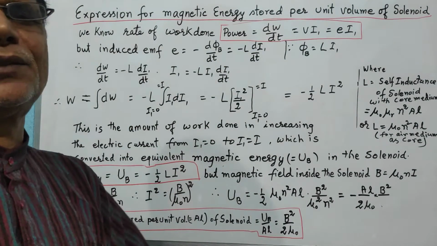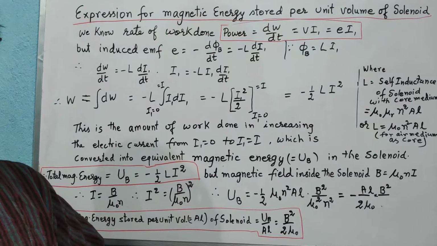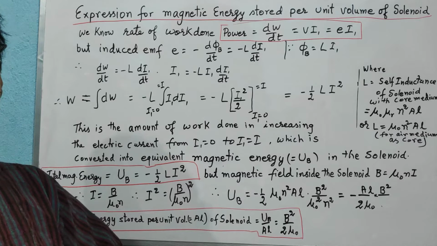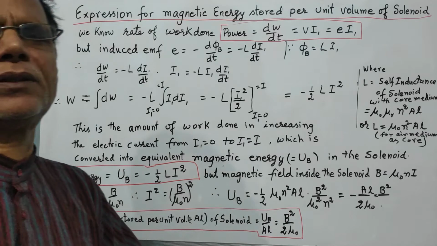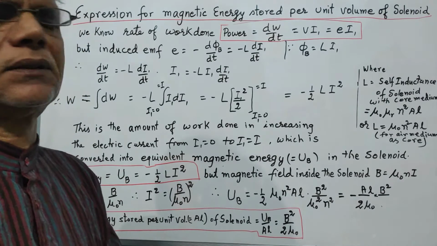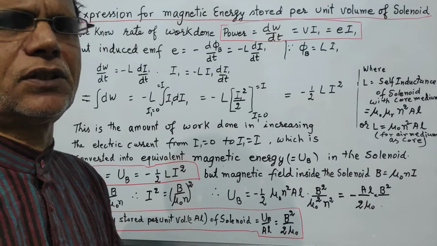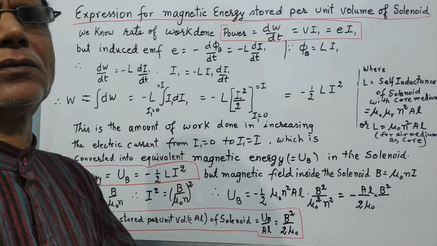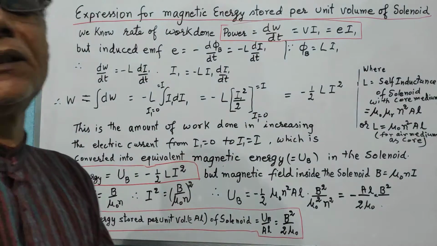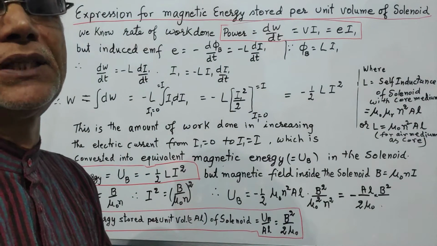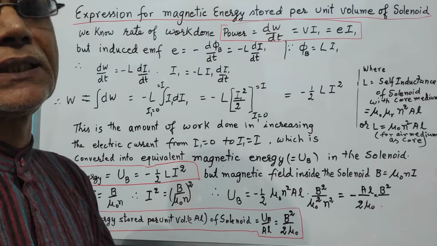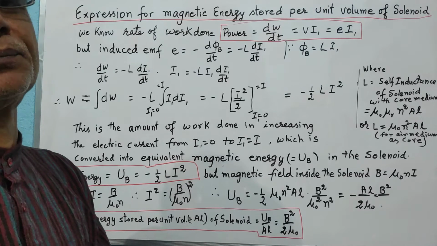Dear students, today we will talk about the magnetic energy stored in the solenoid when the current flowing through it is increased from zero to a certain value. Now, on what principle is it based? Well, the work-energy theorem is the basis. Whatever amount of work is done must get converted into stored energy.